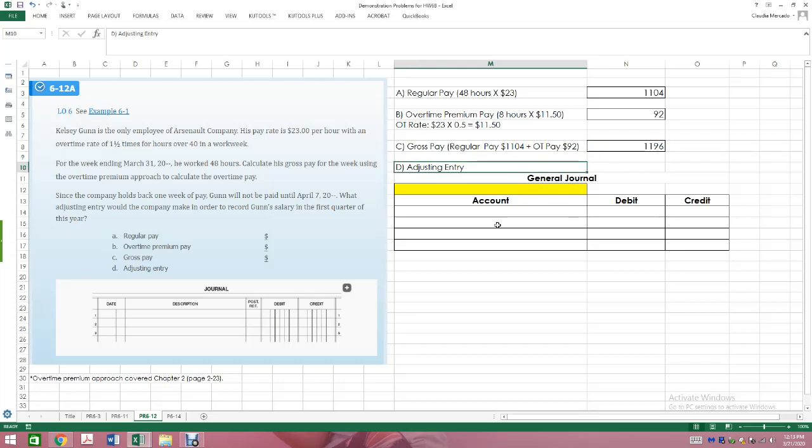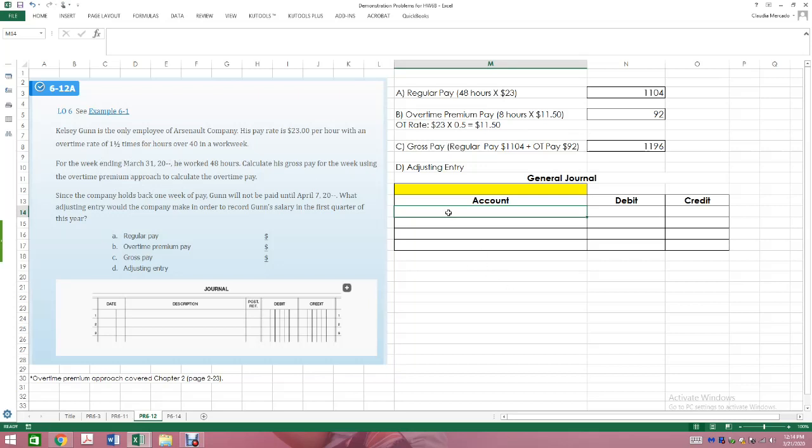Now we need to do an adjusting entry. It says here that the employees worked for the week ending March the 31st, but they're not going to get paid until April the 7th. If you notice, March the 31st is one month, one period. April 7th is a separate period. We need to record this entry because the employees worked and earned this money during March of the current year. They're not going to get paid till April, but these wages earned have to be recorded in March.